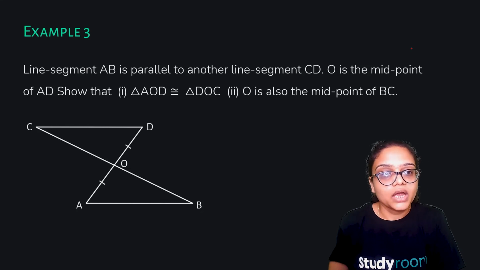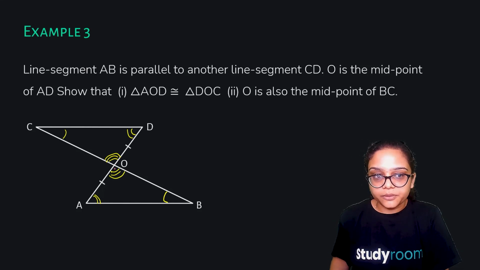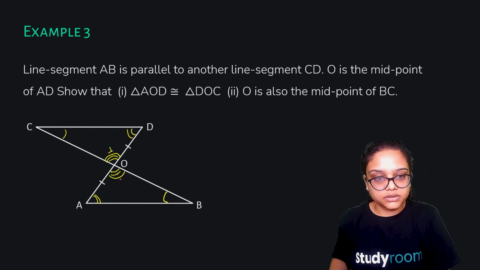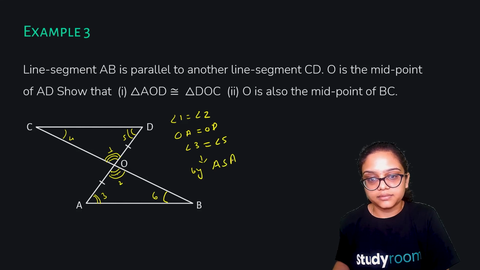Now, a question to you. Line segment AB is parallel to line segment CD. Parallel means first draw conclusions. These angles are equal. This angle would be equal. This angle is also equal to this angle. Okay. Now, O is the midpoint. Show that both triangles are congruent. Easily shown. See that. 1, 2, 3, 4, 5 and 6. Angle 1 is equal to angle 2. OA is equal to OD. And angle 3 is equal to angle 5. What is it? By angle side angle.